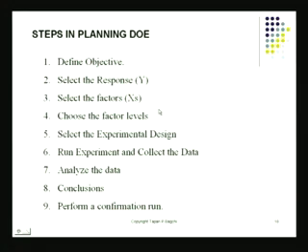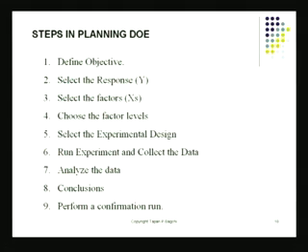What are the steps in conducting the experiment? Let's take a look at how we conducted the experiment. We stated the objective. Then we selected the response. Then we selected the factors that we wanted to manipulate. We chose the factor levels for each of these X factors. We selected the experimental design, which is the matrix I've been talking about. Then we ran the experiments in a randomized order and collected the data. Then we analyzed the data, got those plots done, and drew some conclusions.